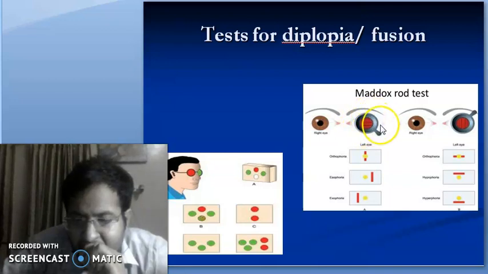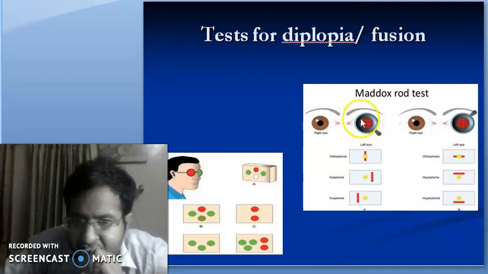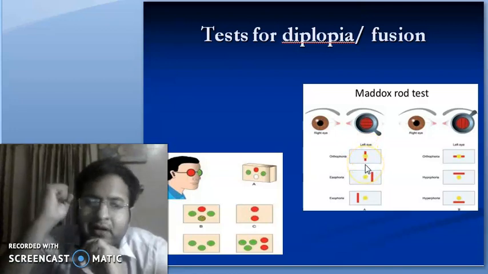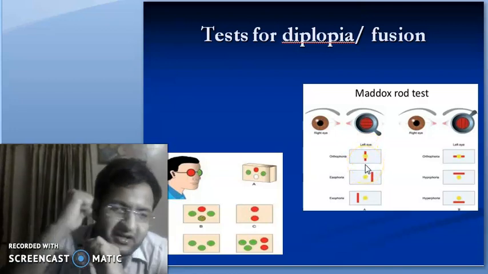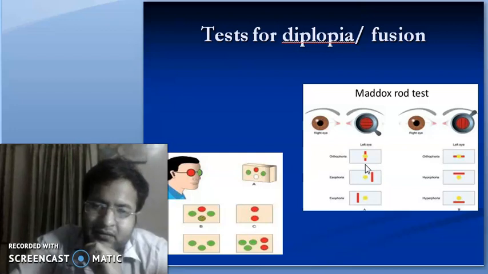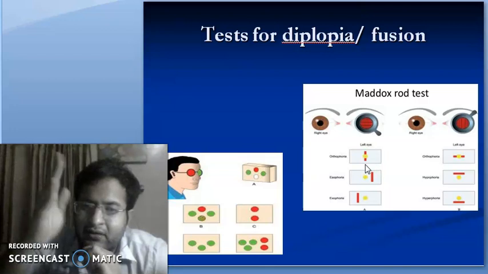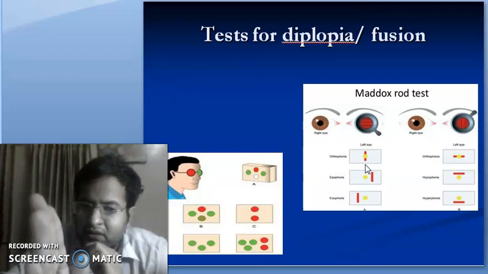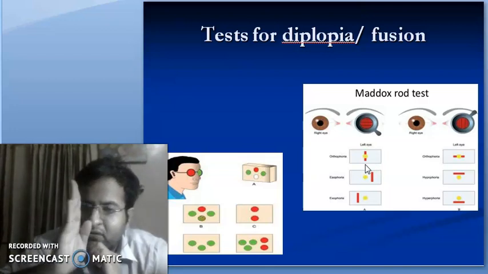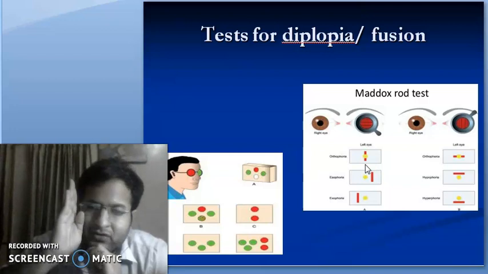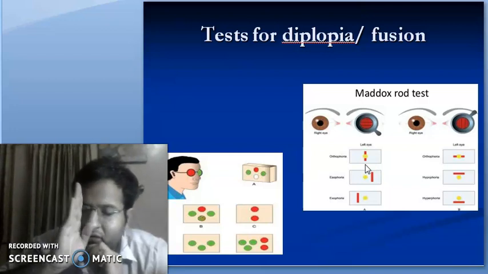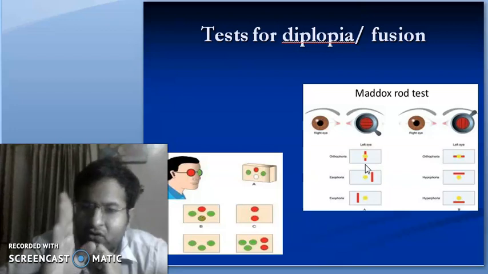This is a lens type frame in which there are cylinders, half cylinders, and if the rods are placed horizontally, then if we are giving a point source of torchlight, and we place this Maddox rod horizontally in front of one eye, what will it appear? The line will appear perpendicularly. A red perpendicular line will appear towards the right eye, towards the eye before which the Maddox rod is placed.